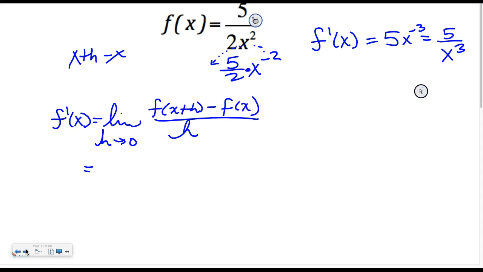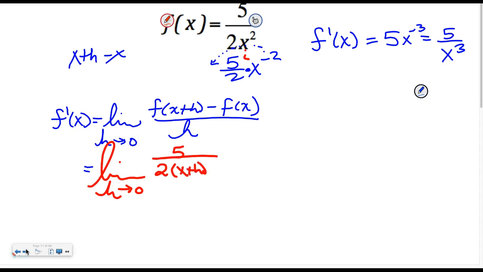I've got my limit. F of x plus h will be 5 over 2 times the input squared. You can kind of see why I did that difference quotient day, so that this isn't foggy today. In the past, I haven't always done that. And then people are like, where'd she get that? Anyway, my f of x plus h comes from putting x plus h in for x. And then I have minus f of x all over h.